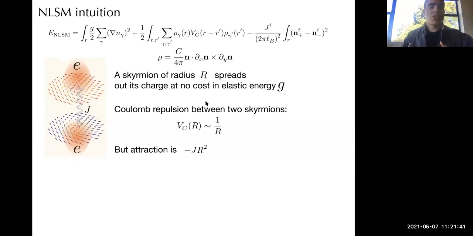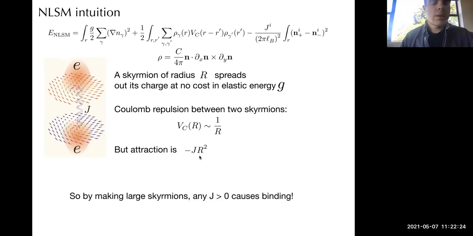The basic competition that shows up is that if you make a skyrmion of radius r, it's able to spread out its charge over a larger radius with no cost in the elastic energy g, at least if it's not easy plane. I won't really get into the easy plane part, but they're allowed to get big. So this causes Coulomb repulsion between the two skyrmions to go down as 1 over r according to their size. But the attraction between the skyrmions mediated by the antiferromagnetism goes as their area. So if they grow large enough, the attraction will always win out over the repulsion, even if J is infinitesimally small.